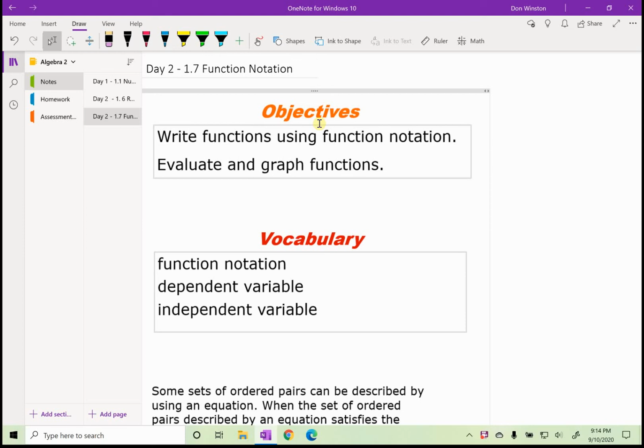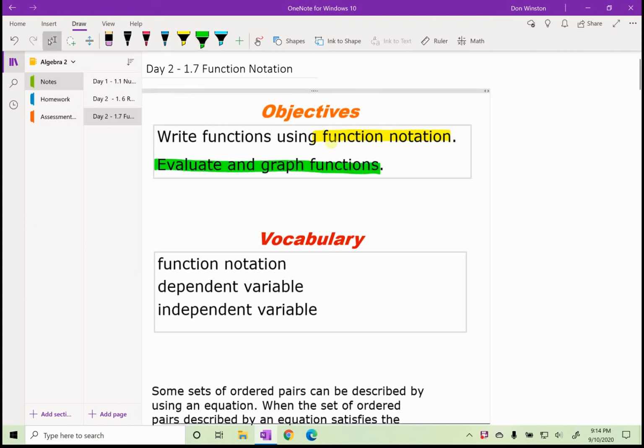As I mentioned earlier, we will move fast, so we're going to go on to section 1.7, function notation. Our objective today is to write functions using function notation. We'll figure out what function notation is in a minute, and then we'll evaluate and graph those functions. Graphing is a very important part of Algebra 2.